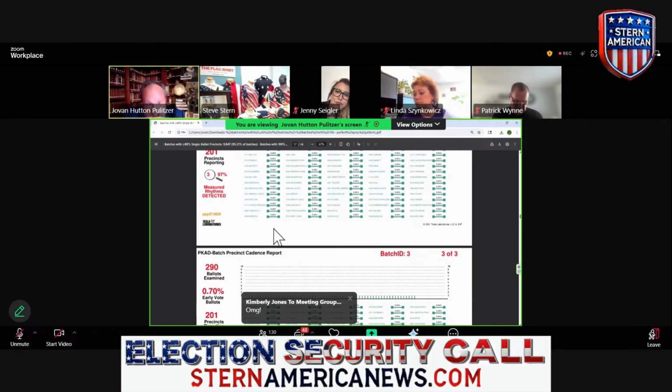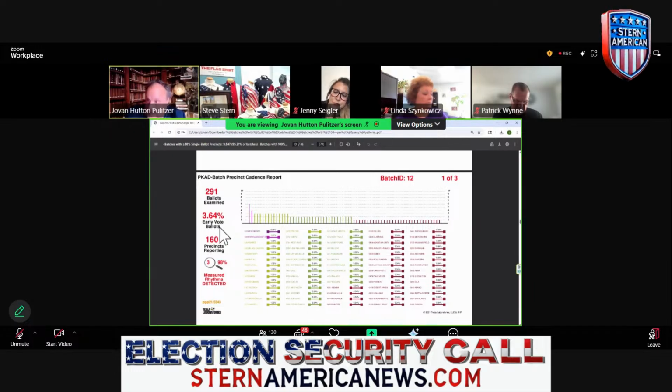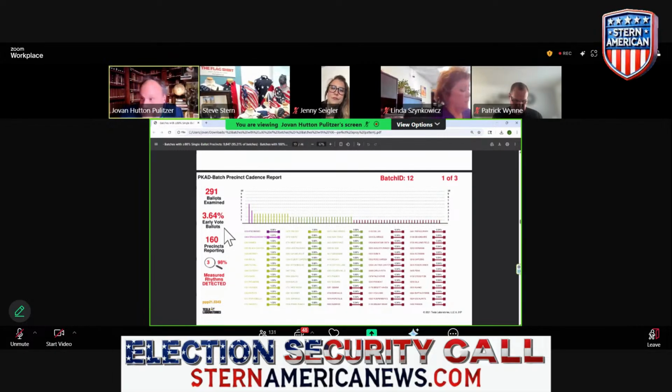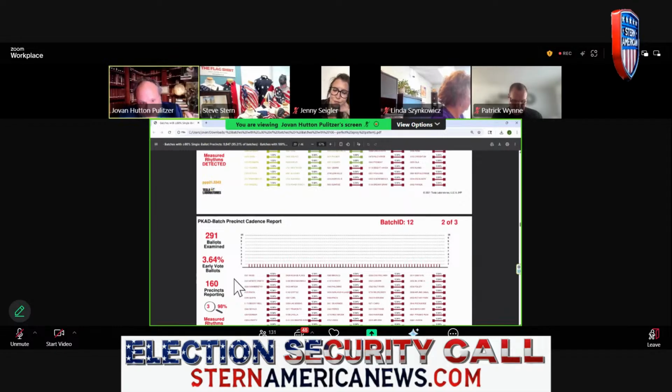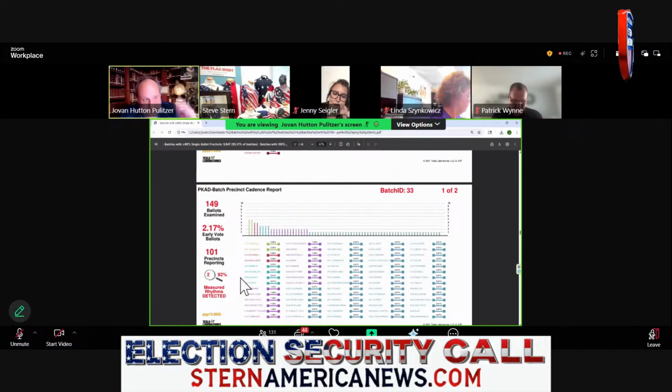Here's another batch. I'm going to teach you how to read it. That's 3 right here. Okay, this is 291 ballots. This one is 3.64% early vote. So again, this is a blended batch. So it's 96.42% election day, the rest early vote. We see the same thing. We're hitting the same 98% number. All of a sudden they come in and it just goes 1 across the board.